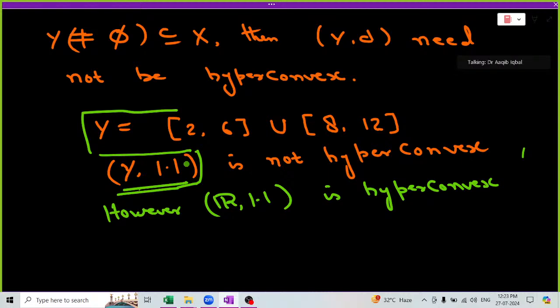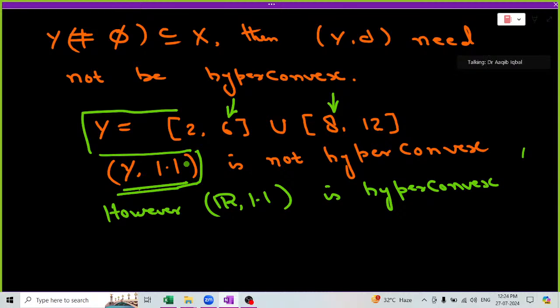If you take a point 6 in Y and 8 in Y, is there any point in Y which is metrically between 6 and 8? नहीं, कोई point है ही नहीं. It's not metrically convex, जैसे कि मंसूर ने बताया था. So it's not hyperconvex. So the moral of the story is, not every subspace of a hyperconvex space is a hyperconvex space. Now the question is, which subspaces of a hyperconvex space are hyperconvex?